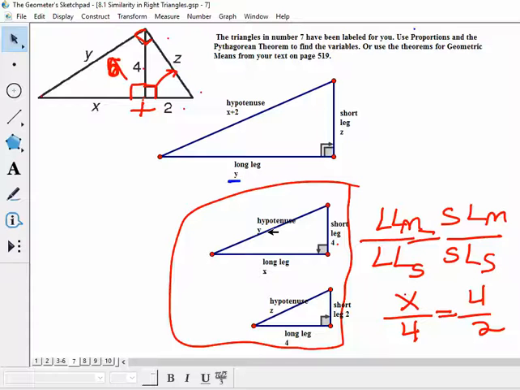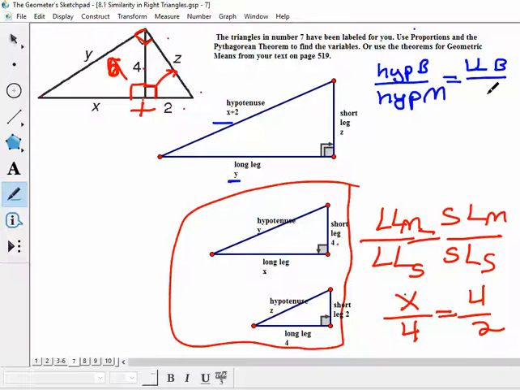Hypotenuse, I don't know. Once you find x, that's what you can do. Once you know what x is, you'll plug it in here, and then you'll know the hypotenuse of the long one. So then you could do hypotenuse of the big triangle over the hypotenuse of the medium triangle will be equal to the long leg of the big triangle over the long leg of the medium triangle. But there's x's in there that you're going to have to plug in first.